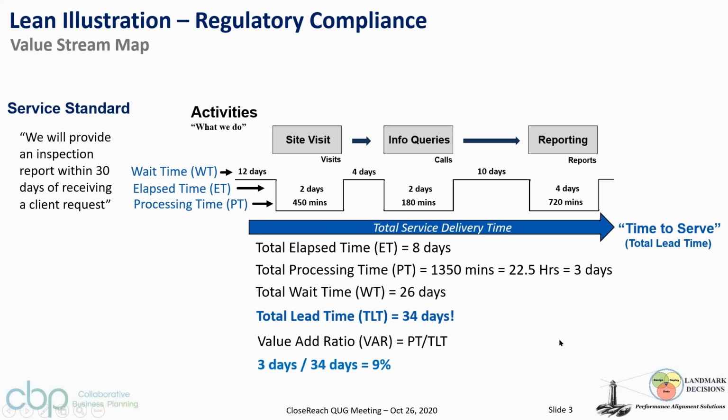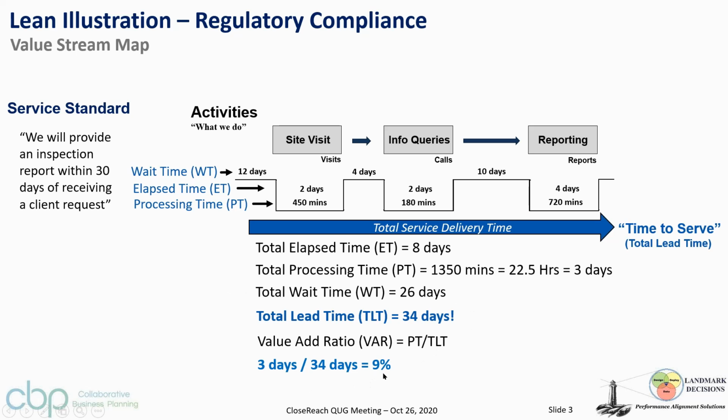There are some parameters that lean practitioners will develop. One is called the value added ratio. It's really the ratio of processing time, which is absolutely the minimum requirement of time to do the work, divided by the total lead time, that is 34 days. So in this case, it's about 9%.